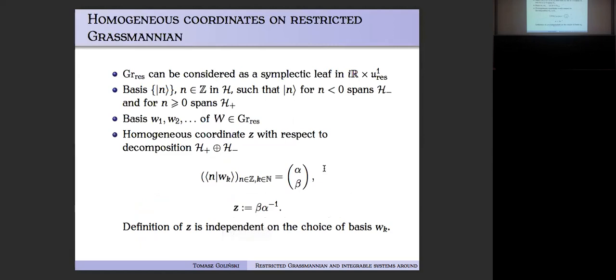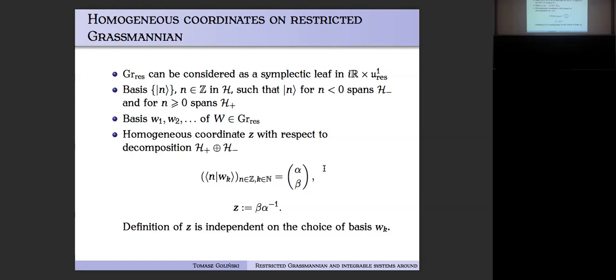Now the surprising thing happens: we can consider the Grassmannian as a symplectic leaf in a real part of our Lie-Poisson space. And if we consider homogeneous coordinates on the Grassmannian, then this equation turned out to be quite easy in those coordinates.